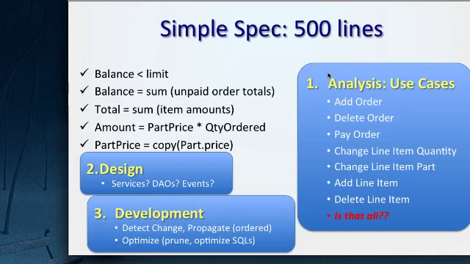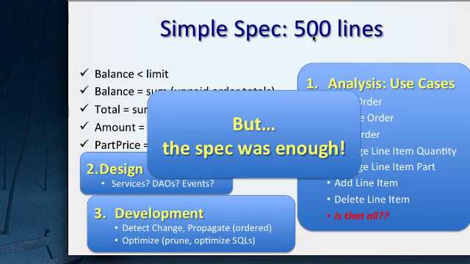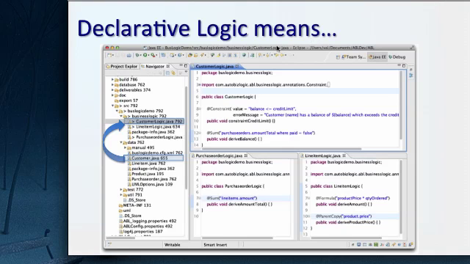And finally, I have to do development, that is, for each of these use cases, detect changes, do propagation to related data, and I have to do optimizations to prune and optimize my SQLs. And I have to do that for each of these use cases, and that's where I get into 500 lines of code where what started with a simple problem. But we keep asking ourselves, golly, the spec was so simple, why wasn't that enough? Well, now it is.